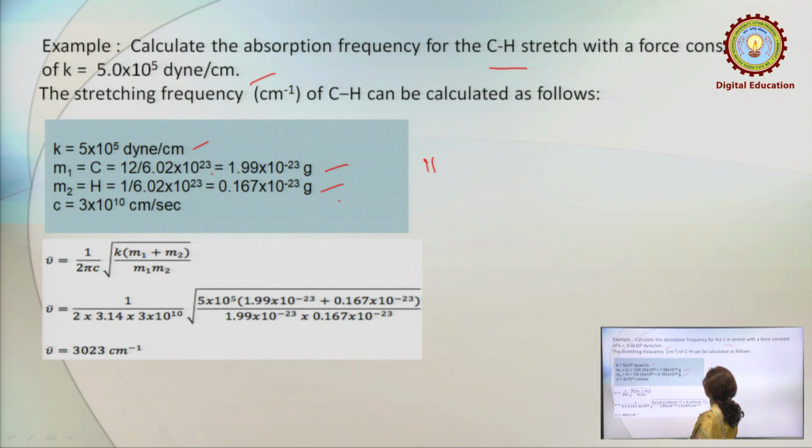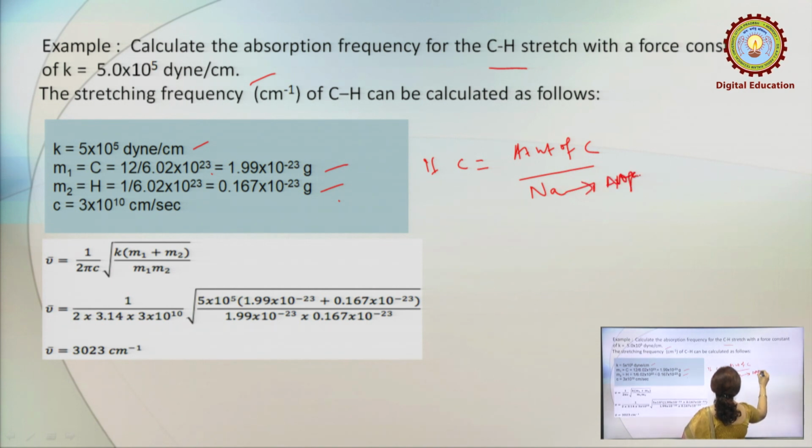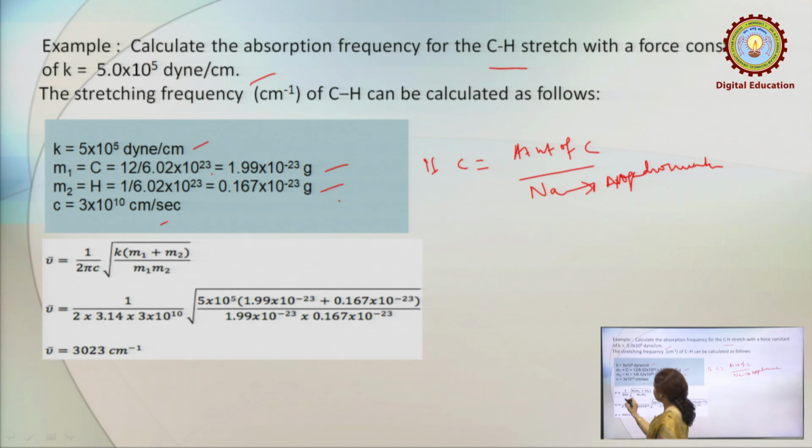If we want to calculate the mass of carbon, we put the atomic weight of carbon upon the Avogadro number. Na is the Avogadro number and c is the velocity of light. By putting all these values in this equation, we get the vibrational frequency of CH stretching.